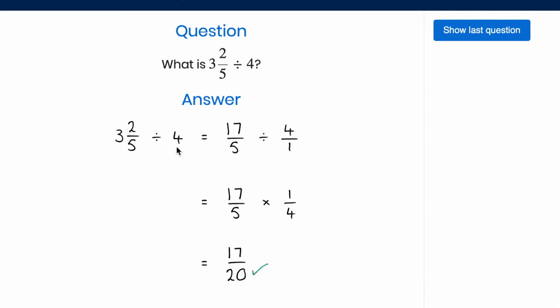Now 4 on its own here, the whole number, is the same as 4 over 1, and so 3 2/5 divided by 4 is the same as 17 over 5 divided by 4 over 1, which is the same as 17 over 5 times 1 over 4, and then that comes to 17 over 20, because 17 times 1 is 17, and 5 times 4 is 20.